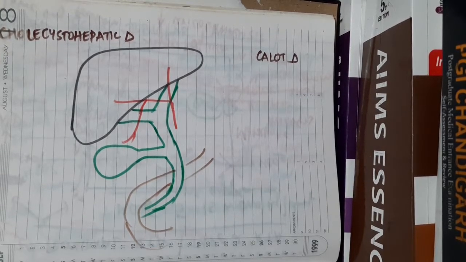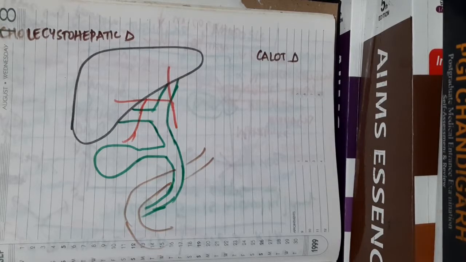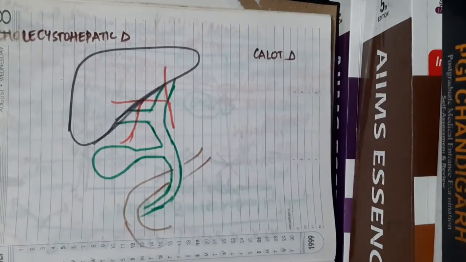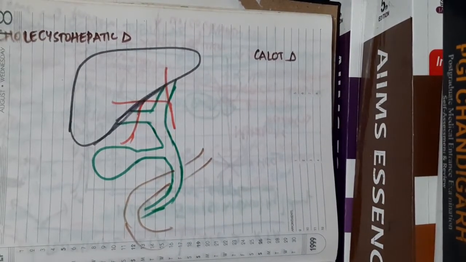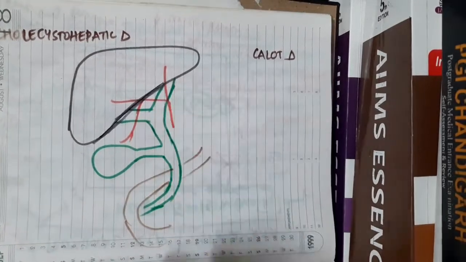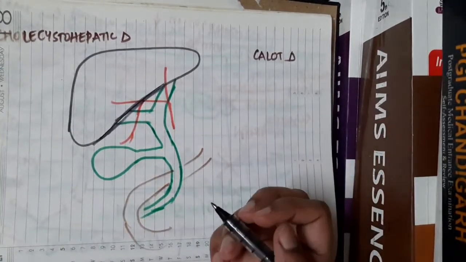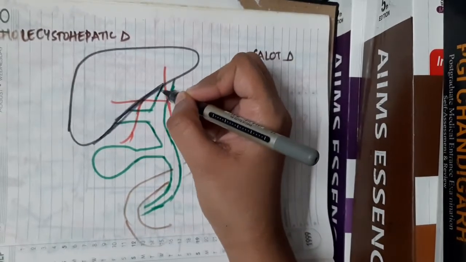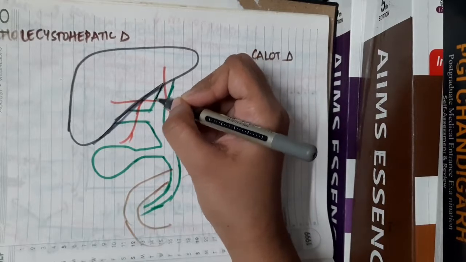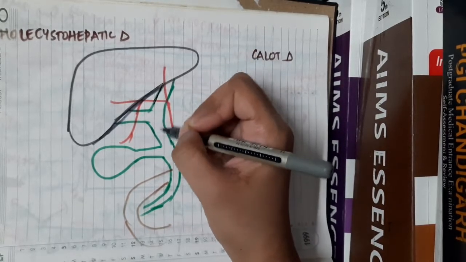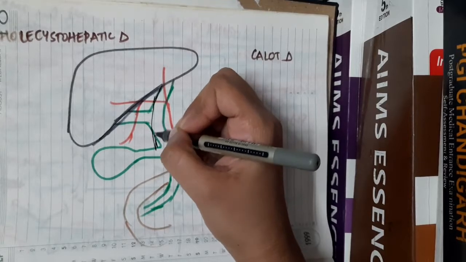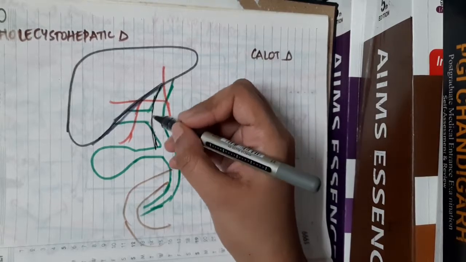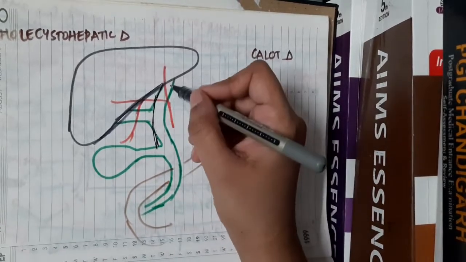This cholecystohepatic triangle is formed superiorly by the lower surface of the liver here, and on the medial side it is formed by the left hepatic duct and common hepatic duct. This is the left hepatic duct and this is the common hepatic duct. It is formed by the common hepatic duct.